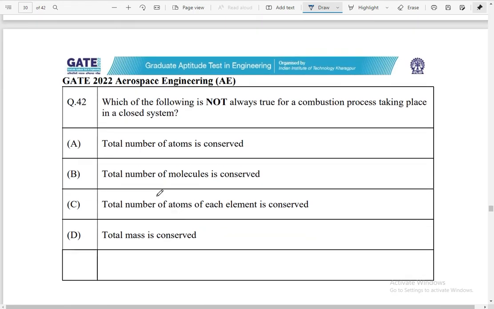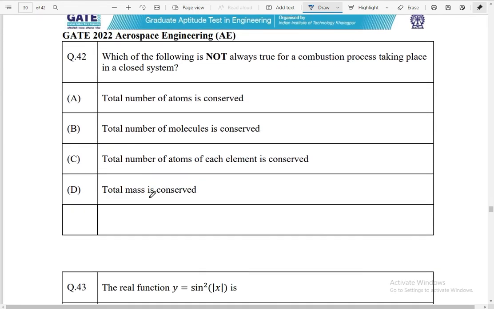For question number 42, which of the following is not always true for a combustion process taking place in a closed system?